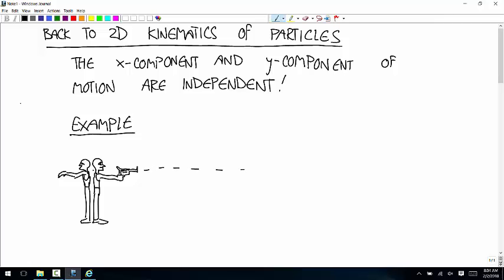Okay, so this guy shoots a bullet, and this guy just drops a bullet. It looks like a big bullet, like an elephant gun. How long does it take for each bullet to hit the ground? Yeah. So he's shooting this horizontally.